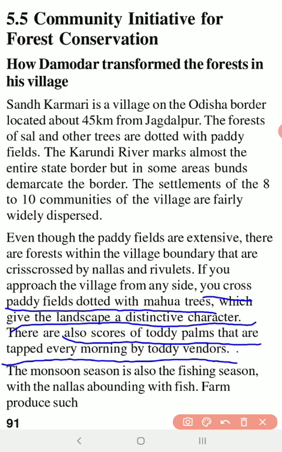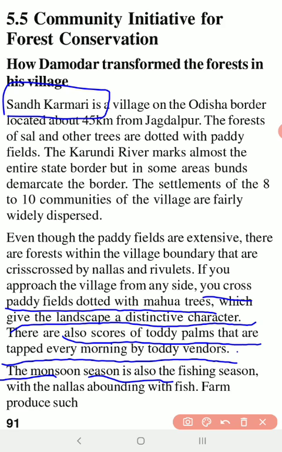Okay, then again another important thing that we find in that village, Sant Karmari village, is the monsoon season. Usually the whole of Chhattisgarh profits from the monsoon season. So you know about the monsoon season. We already studied it in Lesson 3, the previous lesson. Please revise it if you have forgotten about it.